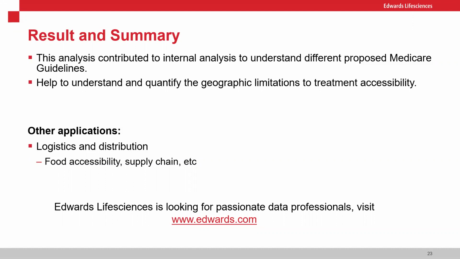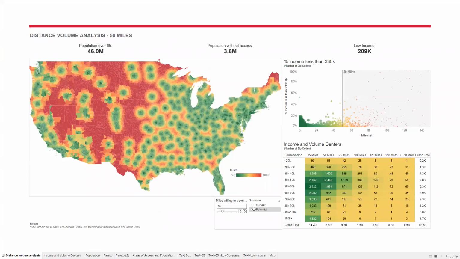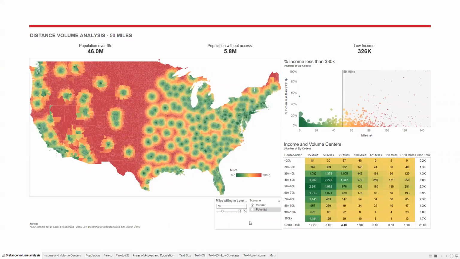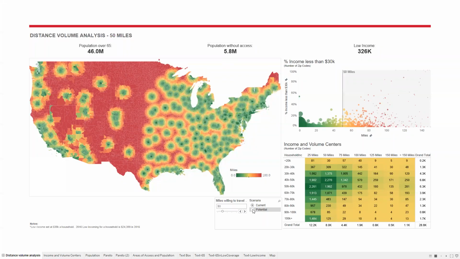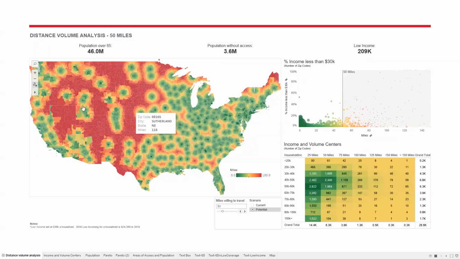This map is not precise, but we basically went from a scenario looking like this, where there's a bunch of little red zones where patients couldn't get access, especially up here in the Dakotas. And now, if a patient is willing to travel 50 miles, we cut it basically in half. We went from 5.8 million down to about 3.6 million who would be without access to this procedure.